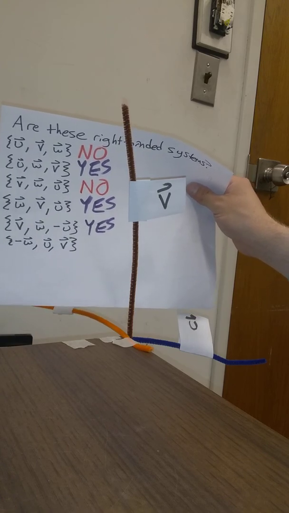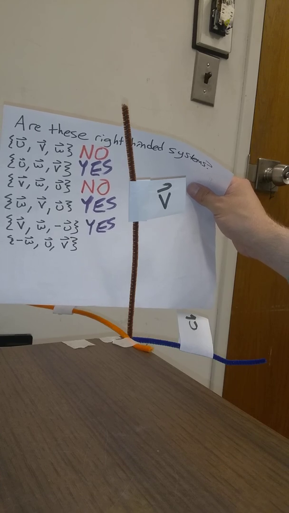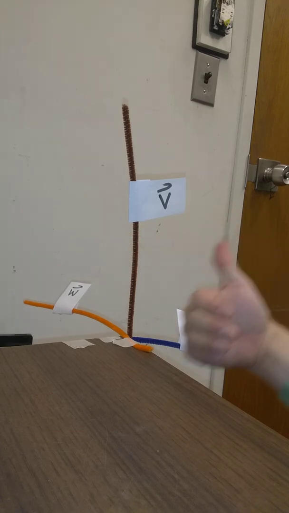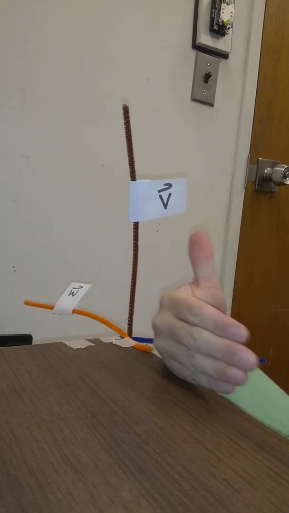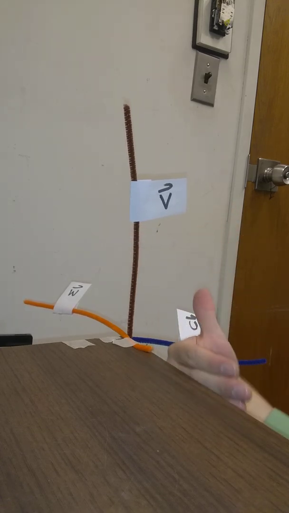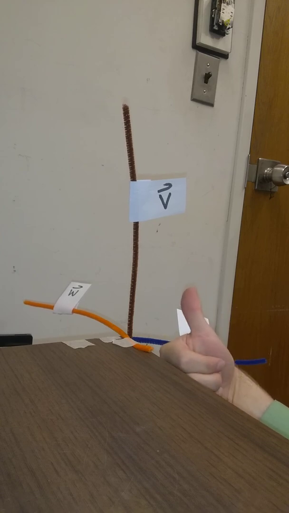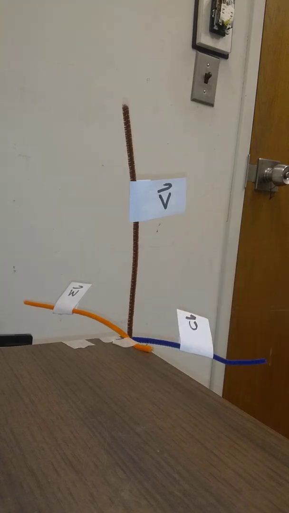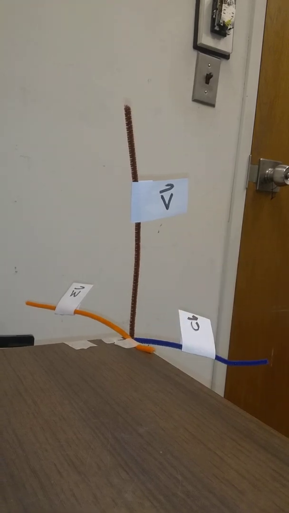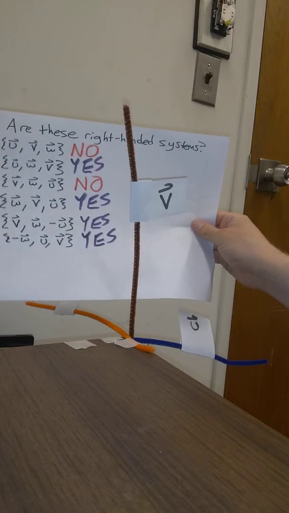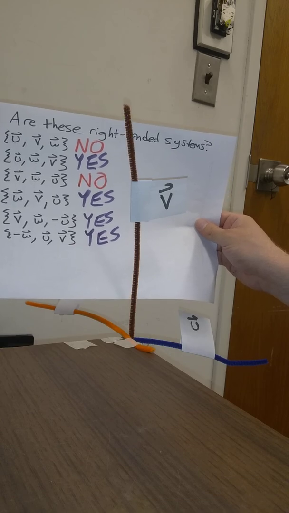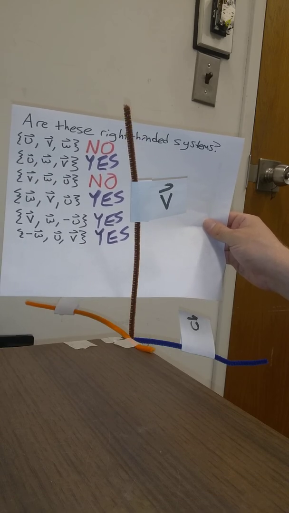And for one last example, minus W, U, and V. Now instead of pointing my fingers in the W direction, I have to point them in the negative W direction, so I guess it's coming towards the camera. Curling them in the positive U direction, my thumb is pointing straight up towards V. So yes, that works. Hopefully that is a good example to help you understand better how right-handed systems work.